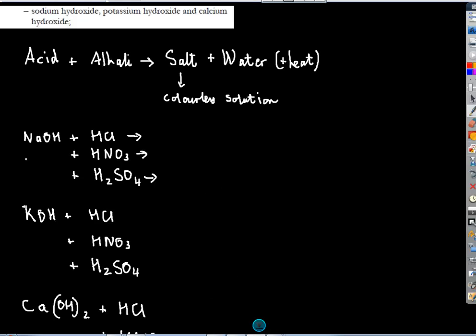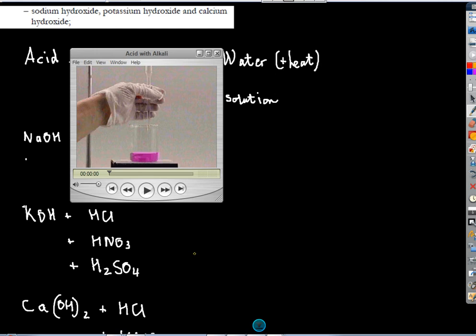Okay, so let's have a look next at acid plus alkali. This is a fairly uninspiring reaction. Acid plus alkali gives us salt plus water plus a bit of heat. And we already looked earlier at how we would follow this reaction in terms of practical. We really just get a colourless solution, nothing particularly exciting about it. We can have a look at it here. This one is tracked with phenolphthalein indicator.